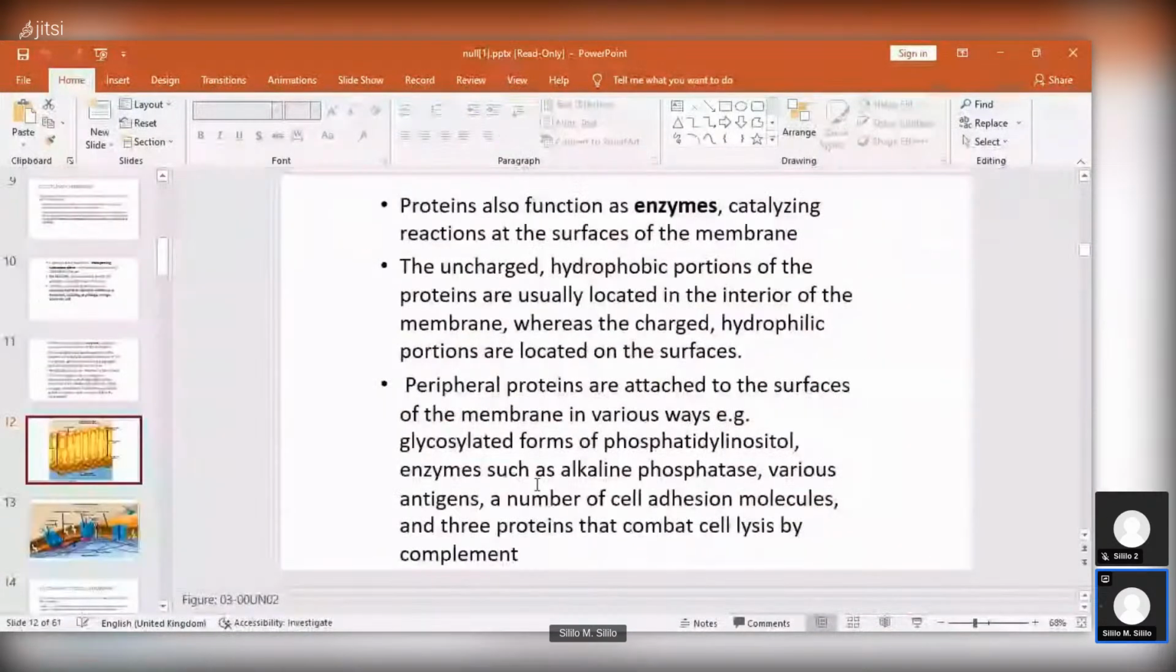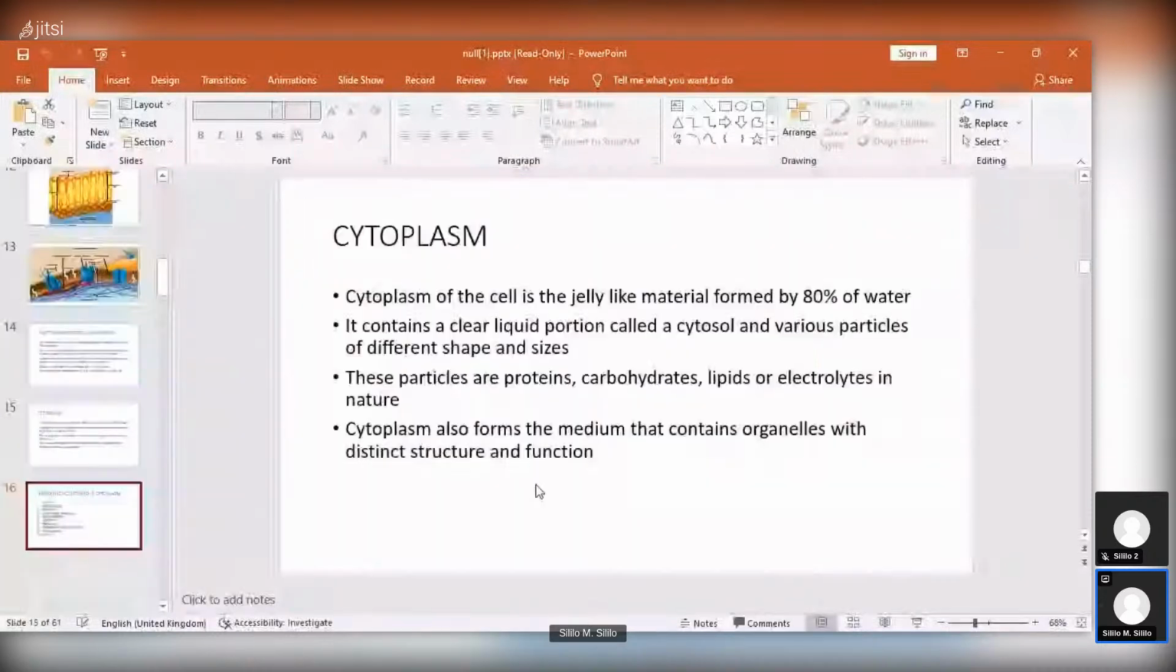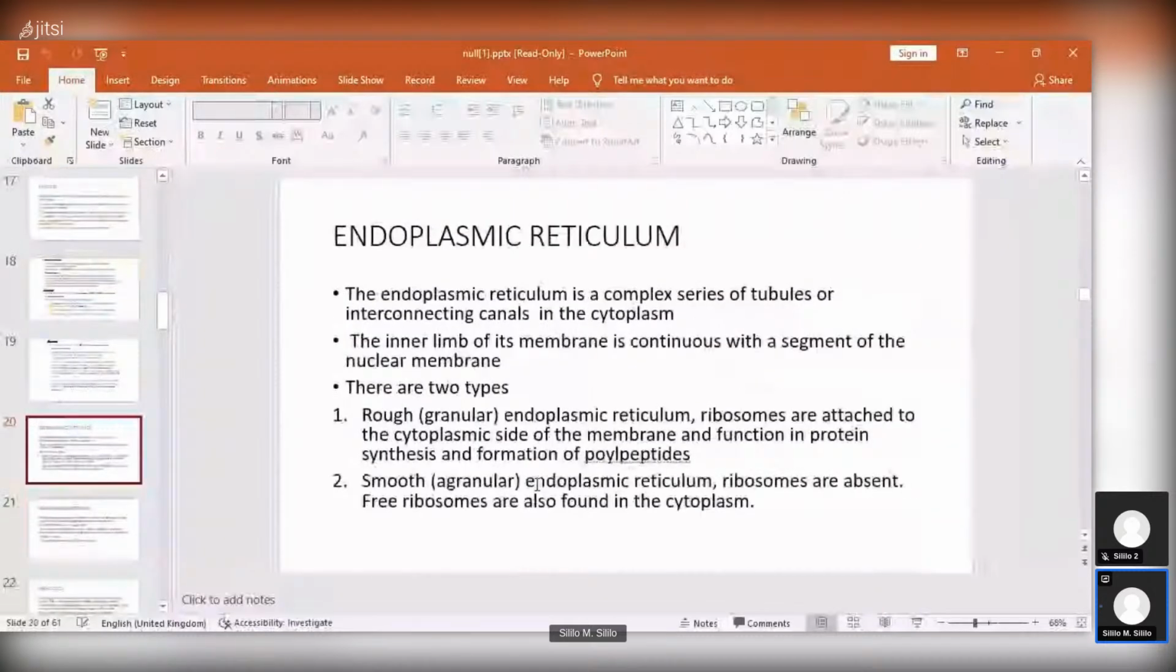Okay, so we mentioned that the endoplasmic reticulum is connected to the nuclear envelope. And from there, we mentioned that we have two types of endoplasmic reticulum. You have your rough or granular endoplasmic reticulum. What is the difference with that one? It has ribosomes on the surface, and that's what makes it granular or rough. We also have the smooth or agranular endoplasmic reticulum.